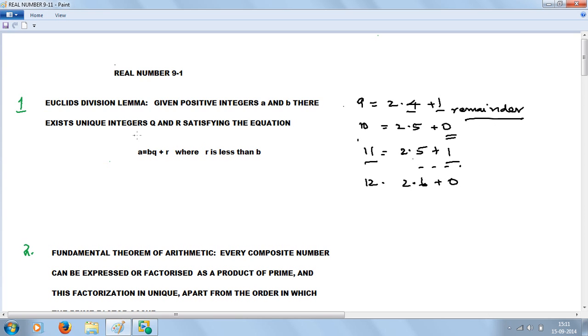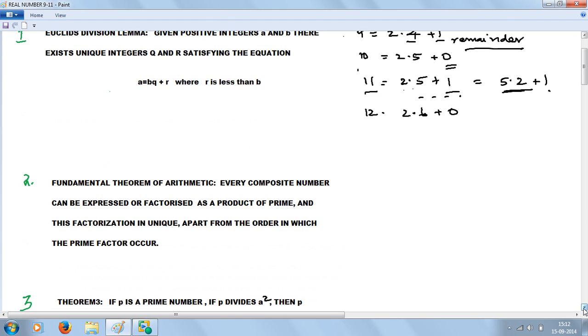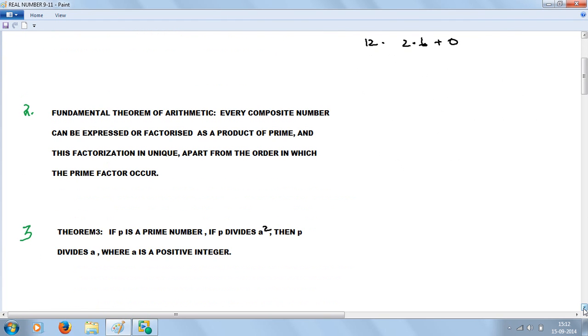So there's a unique way of defining each number as a product of two numbers plus a remainder, where the remainder is always less than the divisor. Or in the same equation, you can write only this way, 5 multiplied by 2 plus 1. That is all. We'll go through some more theorems and then come back.